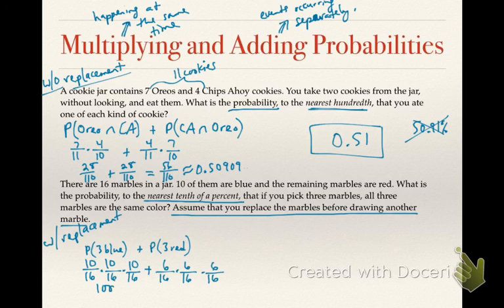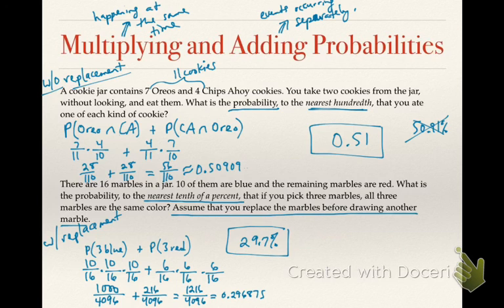Okay, multiplying this out, we get 1,000 over 4,096 plus 216 over 4,096, which is 1216 over 4,096. As a decimal is 0.296875. So the nearest tenth of a percent, 29.7% chance that you get the same color marble with 3 grabs, with replacement.